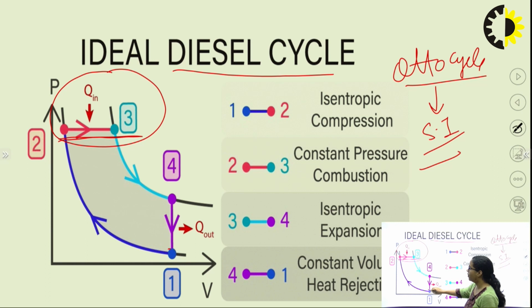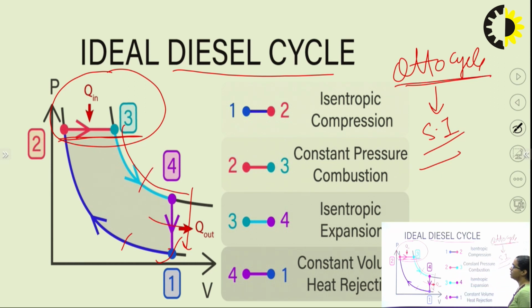So here are the 4 processes. Process 1 to 2 is isentropic compression. The second process, 2 to 3, is constant pressure combustion. Process 3 to 4 is again isentropic expansion, and then comes process 4-1 where heat is rejected, that is the constant volume heat rejection process. In comparison with the Otto cycle, 3 processes are the same, and only one process is different, that is the heat injection process.